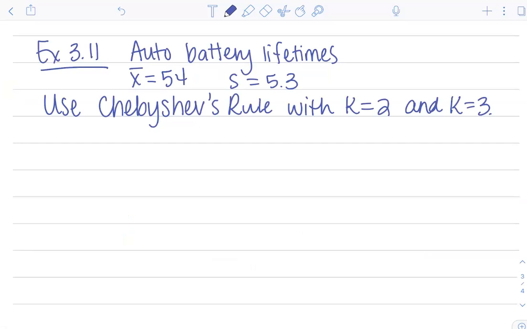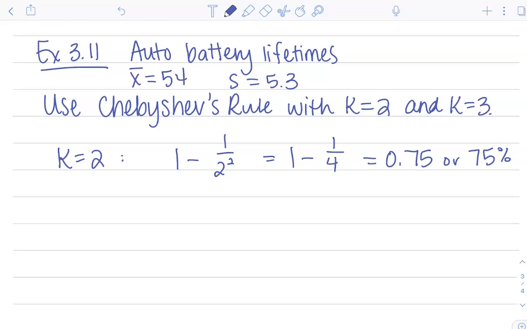Example 3.11, we're looking at a random sample of the Optima red top automobile battery and looking at the lifetime in months. So here we get a sample mean of 54 months with a standard deviation of 5.3 months. And we want to use Chebyshev's rule with k equals 2 and k equals 3 to determine what percentage of observations will lie in a particular interval. So for k equals 2, we'll do 1 minus 1 over 2 squared, which 2 squared is 4, so we're looking at 1 minus 1/4, 0.75 or 75%.